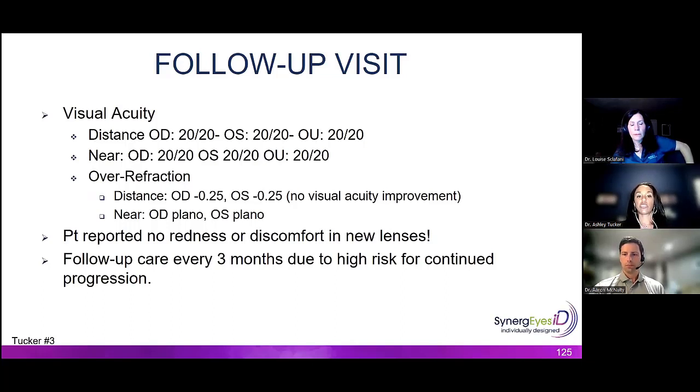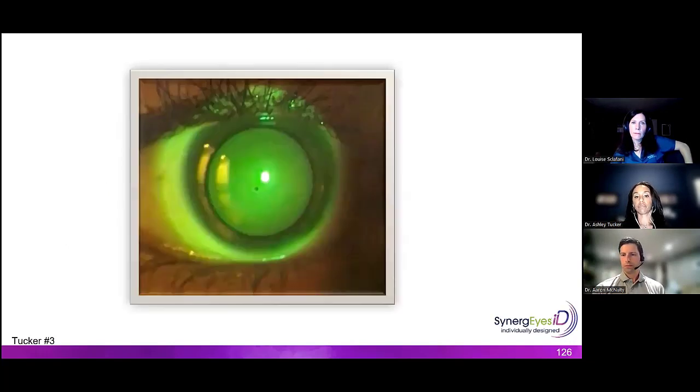Because this patient is 13 with an adult prescription, with that progressive myopia, I decided to see her every 3 months just to follow her myopia progression, if any. This is what the lens looked like, beautifully centered, nice amount of clearance. That picture made the clearance look a little bit more than it was, but it was pretty aligned the way it should be.